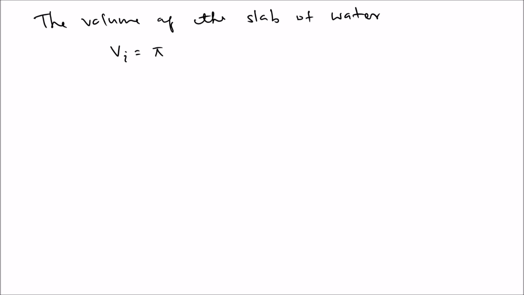Now we can do the rest, because that's what we are looking for, the radius of this small slab. So the rest goes as follows. The volume of the slab of water, that is, the small thin disc, I'm going to call it V_i, the i-th piece if you want, is simply pi r squared h, because it looks like a cylinder.